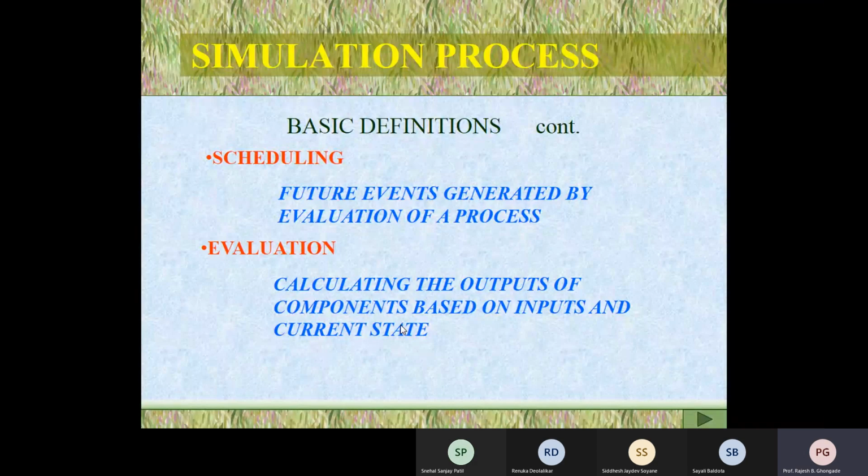And there is something called scheduling. Future events generated by evaluation of a process. This is another important part of the process of simulation. It will anticipate or generate the future events by evaluation of the process. Evaluation is another important thing: calculating the outputs of components based on inputs and the current state. This is the core which does the actual calculation of the output.